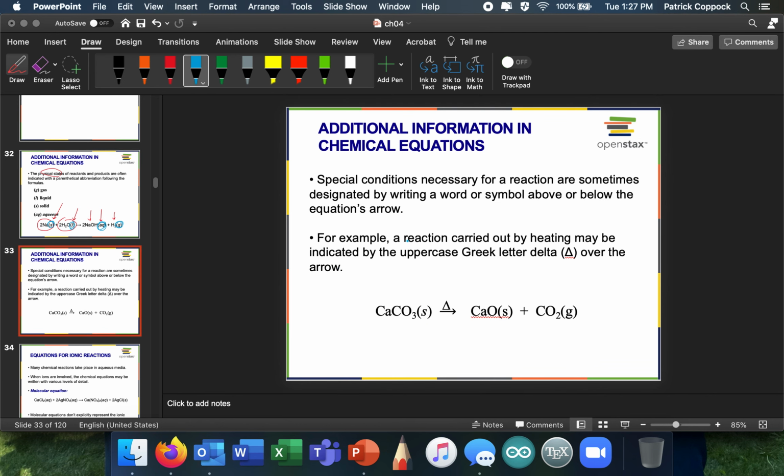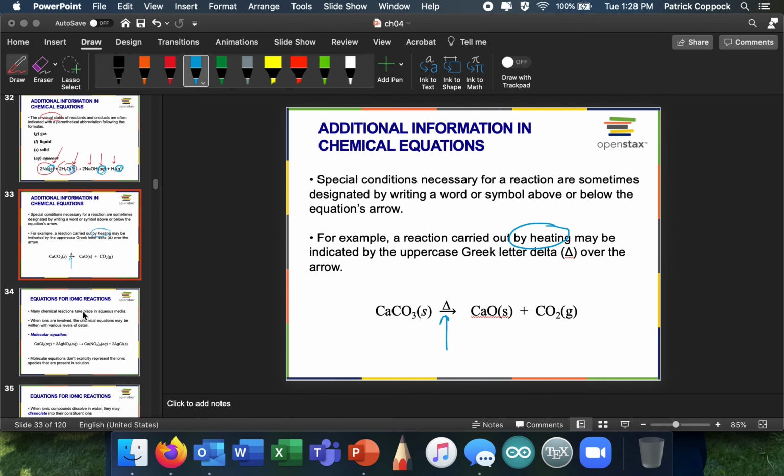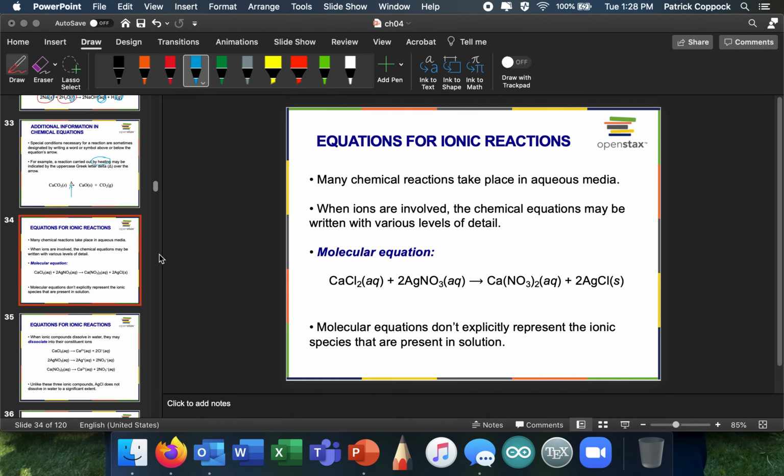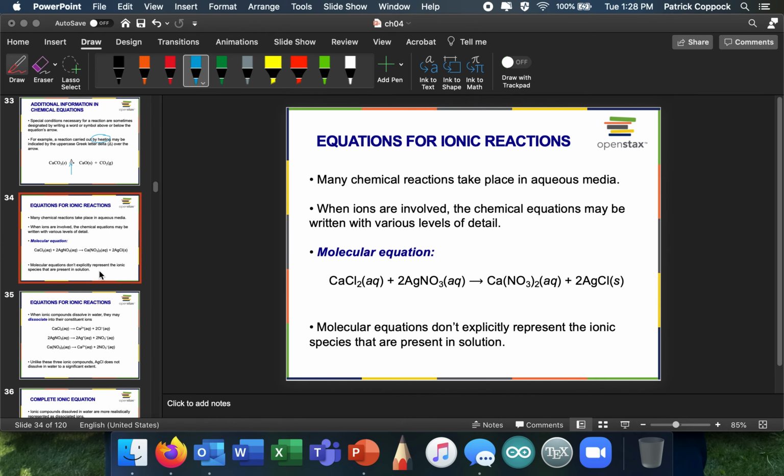And let's go a little further. Sometimes we're going to say some details about the reaction. For example, in this case, we're putting a little triangle there. That's the uppercase Greek letter delta, and what we mean by that is it's carried out by heating. There are other symbols that we use from time to time. In this reaction, if we heat calcium carbonate, we can get calcium oxide, and we can get some gas that comes off of that, carbon dioxide gas.